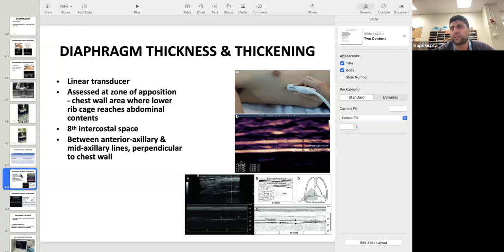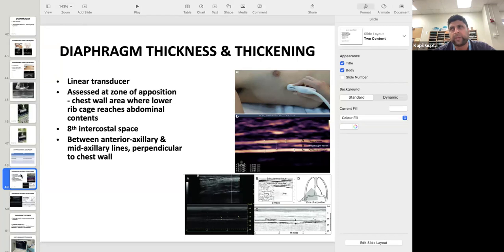Yeah, that makes sense. Also, when I started doing this, zone of apposition used to be a challenge, because for the best results you should be at the zone of apposition. With time, I realized that after coming down to see the pleura and the diaphragm, I would scan up and down to see wherever the lung and the liver were together. That was, again, another zone of apposition.